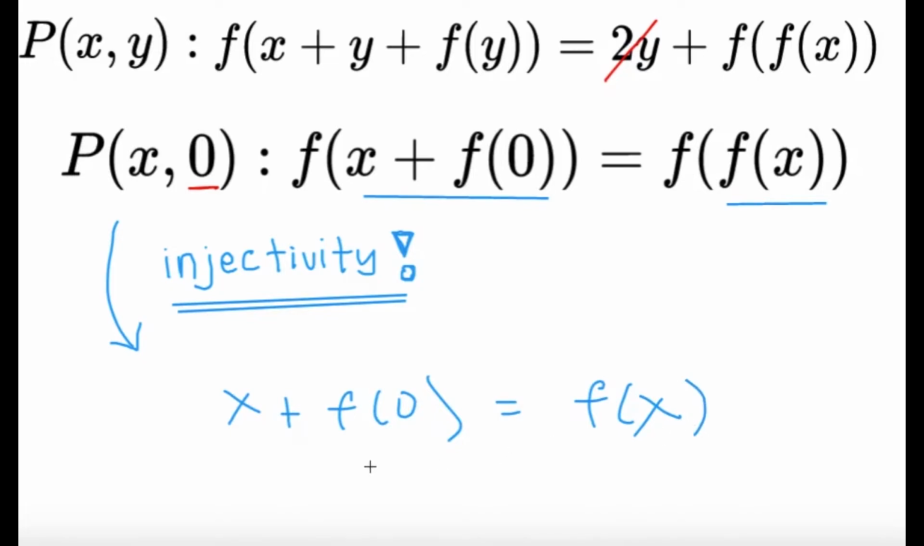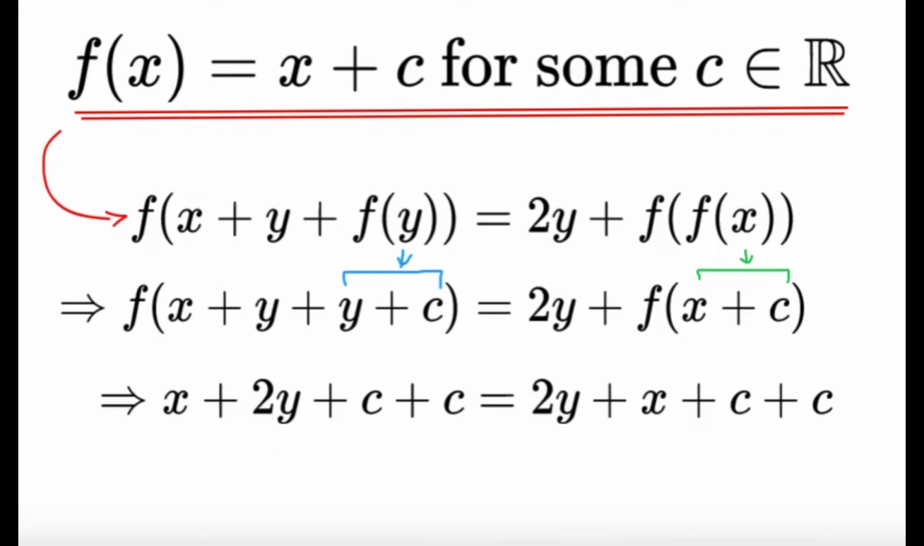Now, f of 0 over here is just a constant. So let's just make it some value c, because we know it's a constant, because f of 0 is what we got when we substituted 0. So we can technically say that f of x should be of this format, x plus c, for some real number c. So the c here is just the f of 0 that we made.